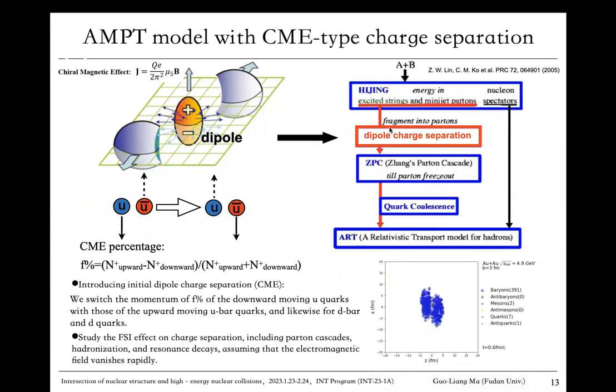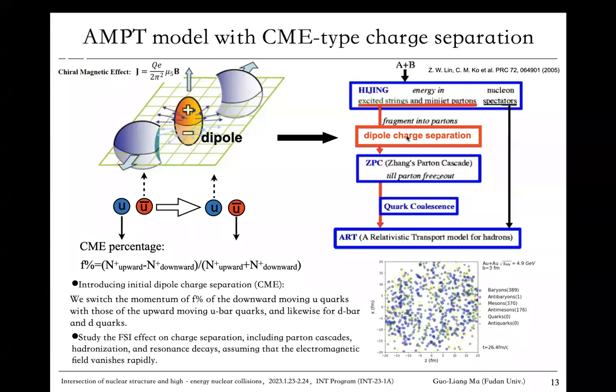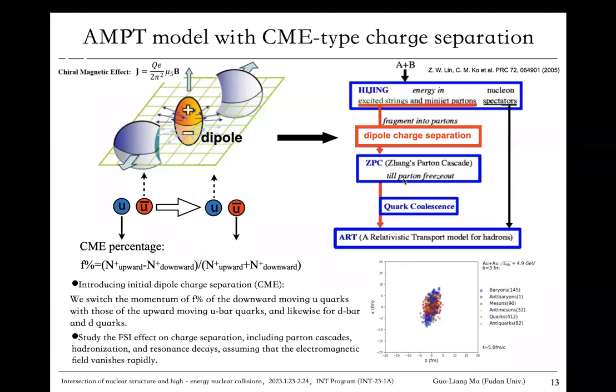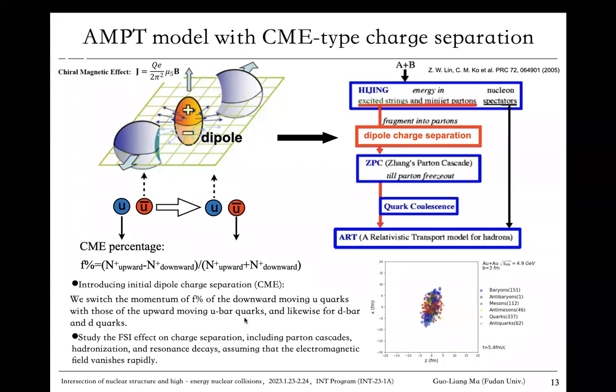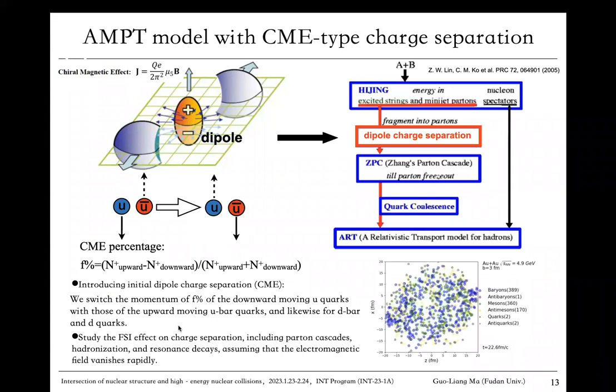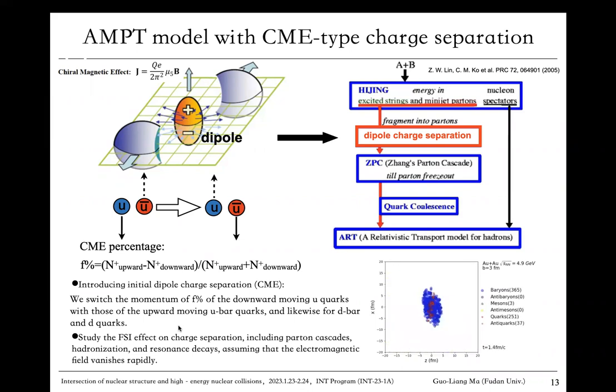However, in order to study the CME, we need to introduce the CME dipole charge separation. We introduce this charge separation into the initial conditions before the QGP evolution, since it's an early effect. The CME can be introduced by a percentage, which can be defined using these formulas. The meaning is that we switch f percent of downward moving u quarks with upward moving u-bar quarks, and likewise for d-bar and d quarks. Basically, I switch the momentum for fractional quarks and make the charge separation.